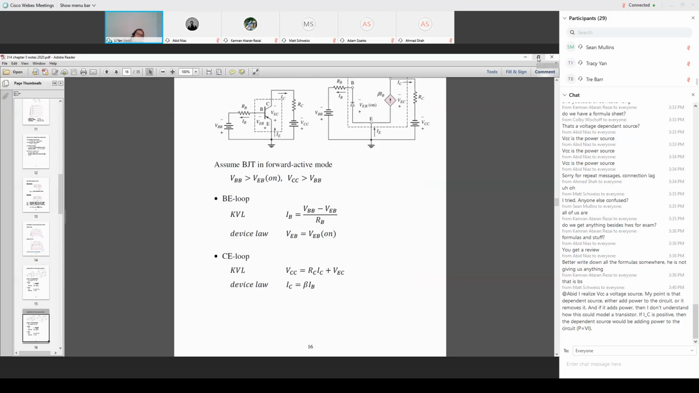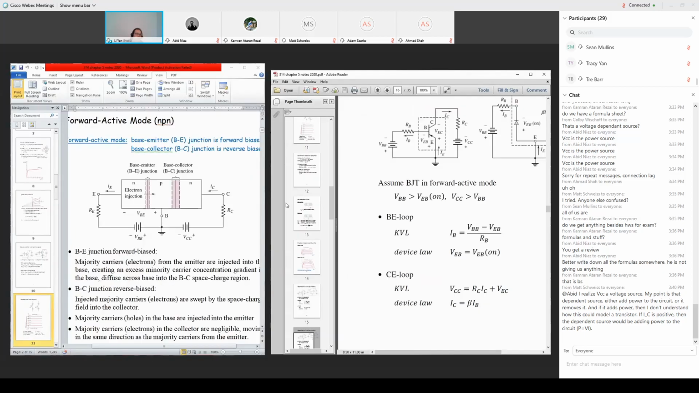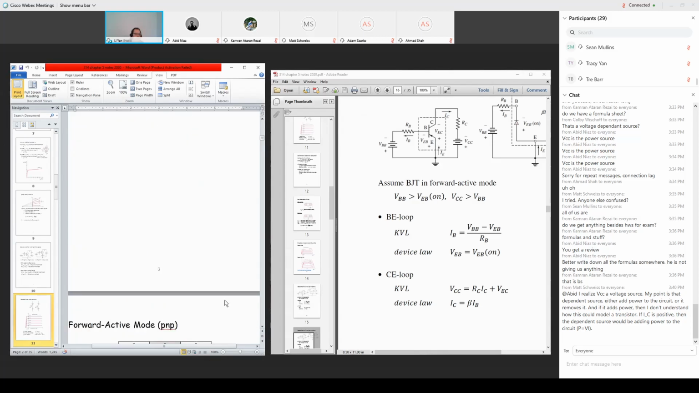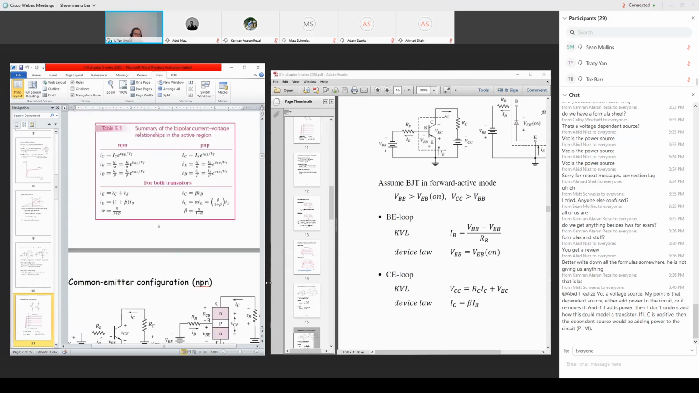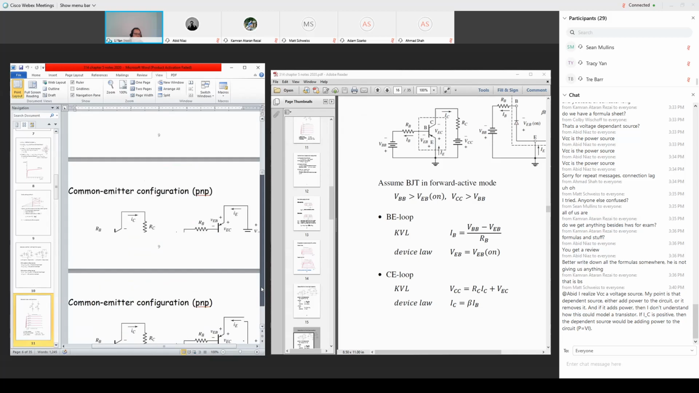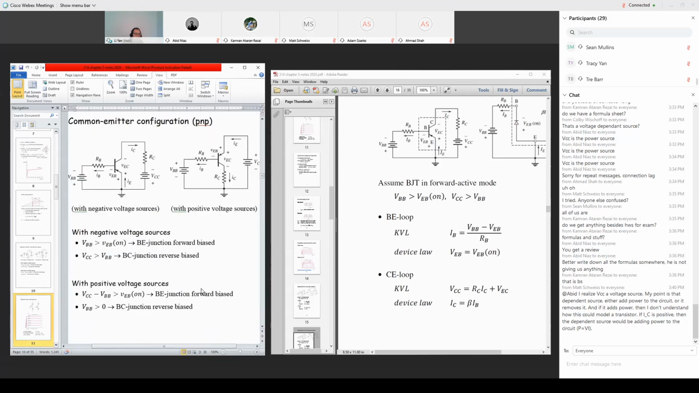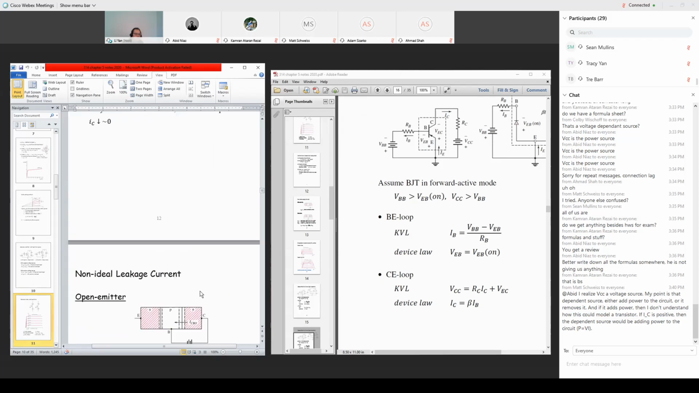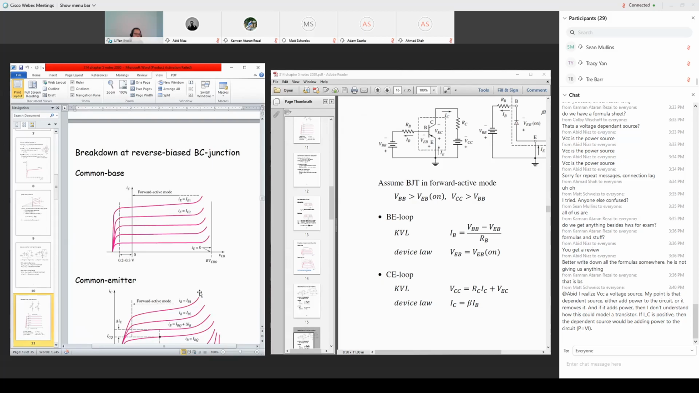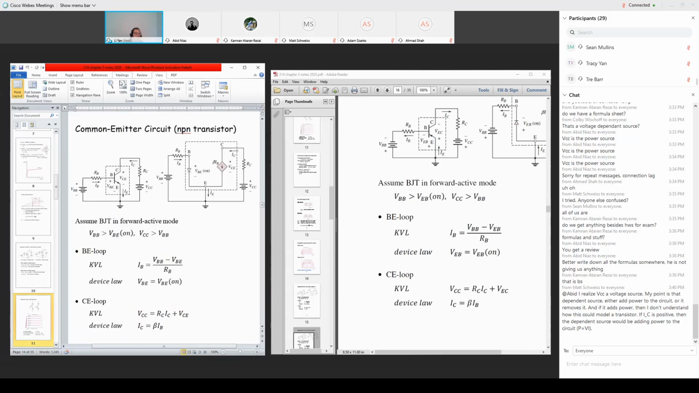So let's just shrink this page. Shrink this page. Okay, almost there. Yep. I need to shrink this page slightly.